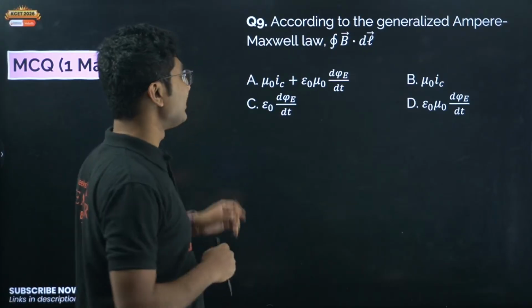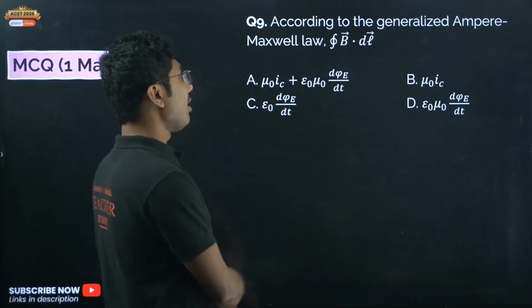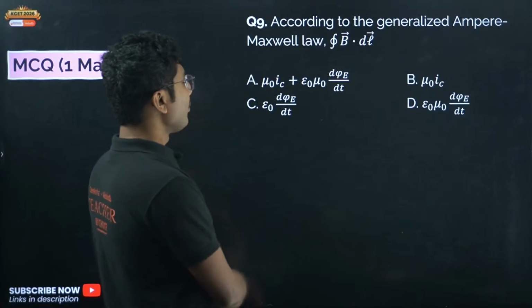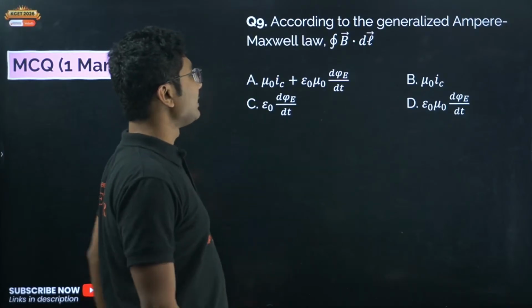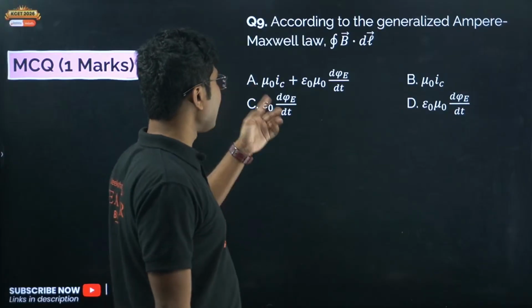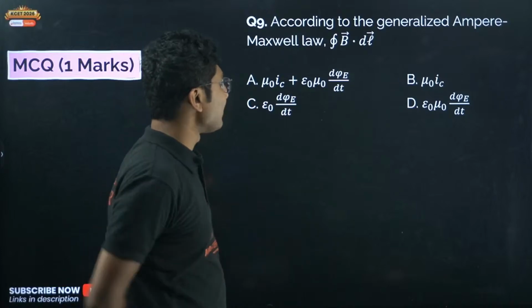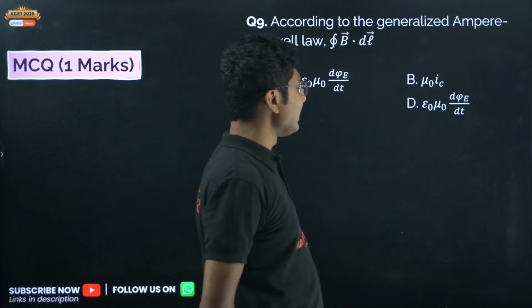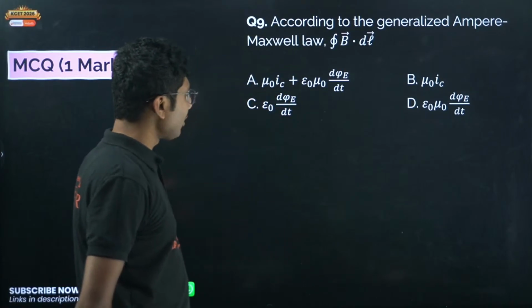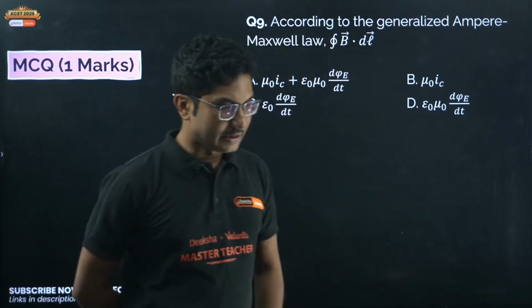According to the generalized Ampere-Maxwell law, B dot dl, which one is the correct statement? Okay, this is a previous year question. I think this question came two years back. B dot dl, which of them is correct? Mu naught IC plus epsilon naught mu naught d phi E by dt; mu naught into IC; epsilon naught into d phi E by dt; epsilon naught mu naught d phi E by dt.